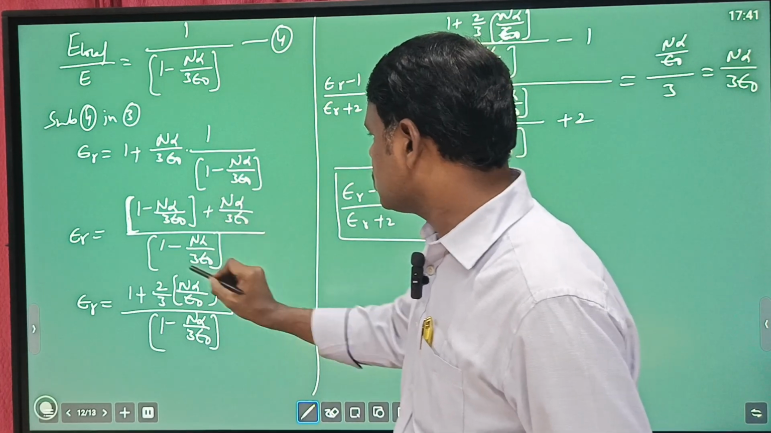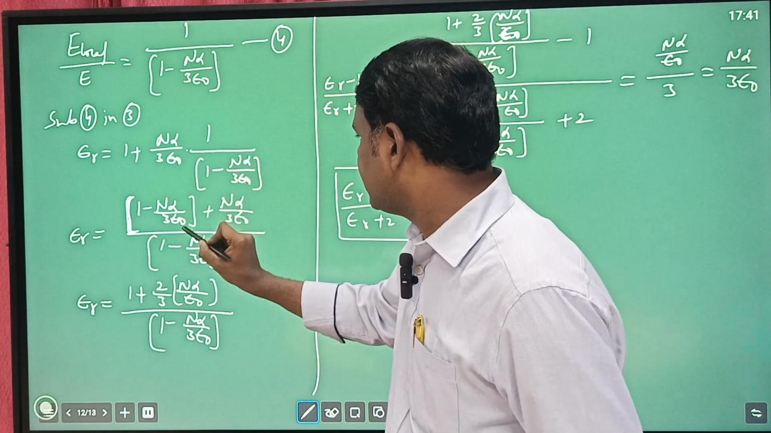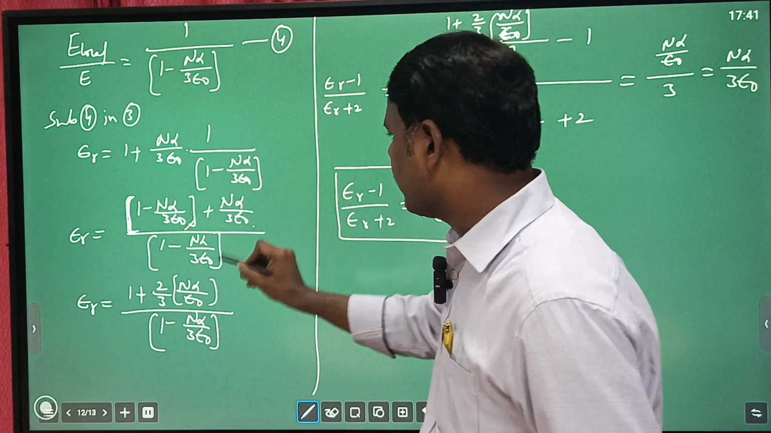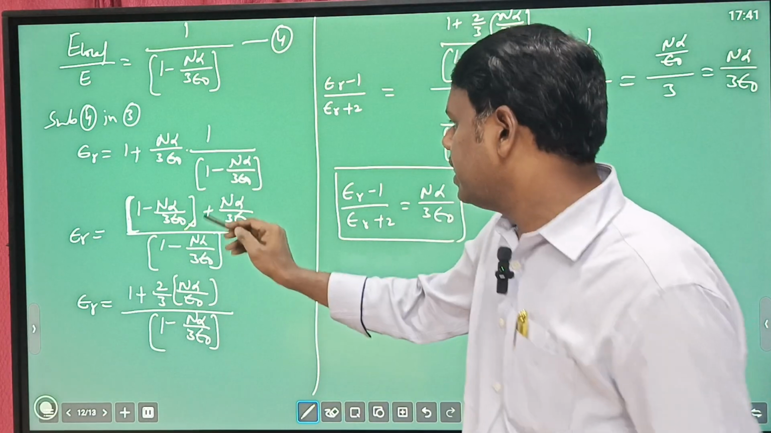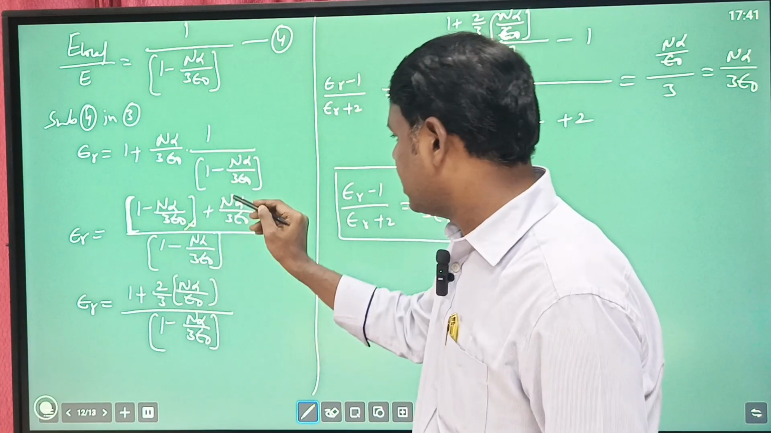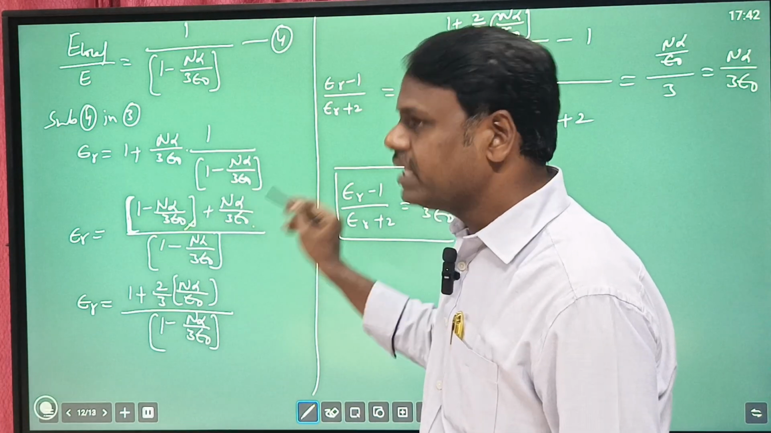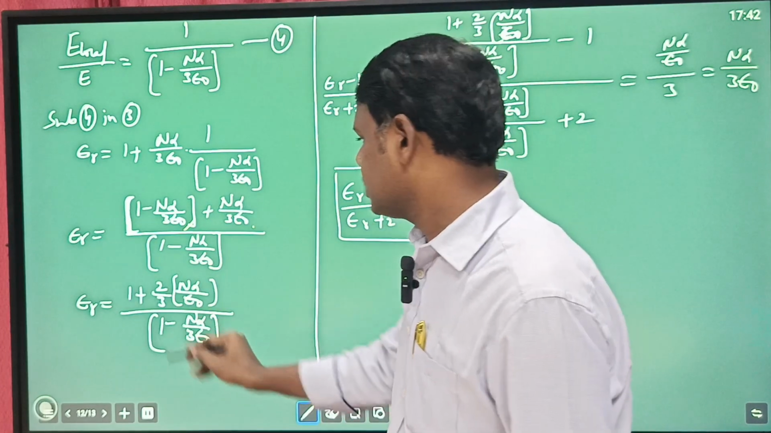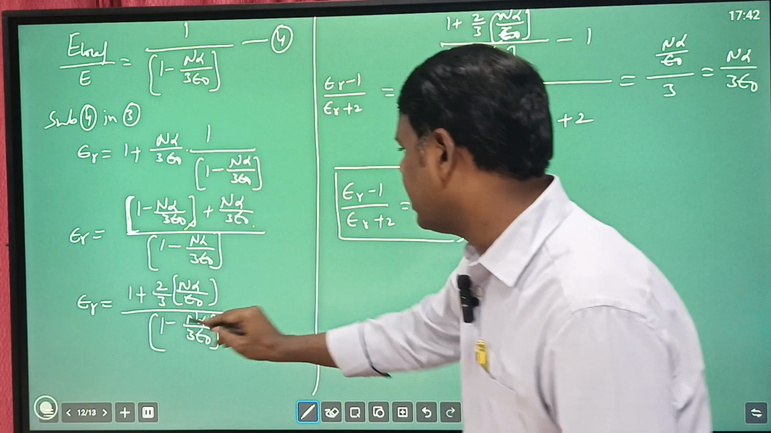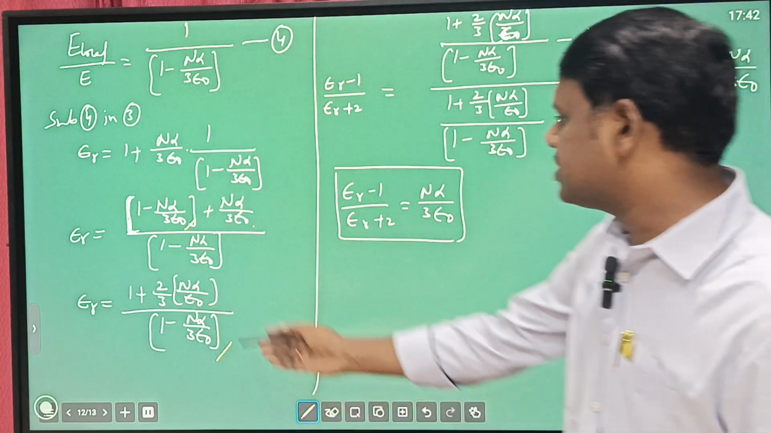So the expression becomes epsilon R is equal to 1 minus N alpha by 3 epsilon naught plus N alpha by 3 epsilon naught, divided by 1 minus N alpha by 3 epsilon naught. So here N alpha by epsilon naught is common: 1 plus N alpha by epsilon naught into 1 by 3 minus 1, that becomes 2 by 3. So 1 plus 2 by 3 N alpha by epsilon naught divided by 1 minus N alpha by 3 epsilon naught. So this is the value of epsilon R.